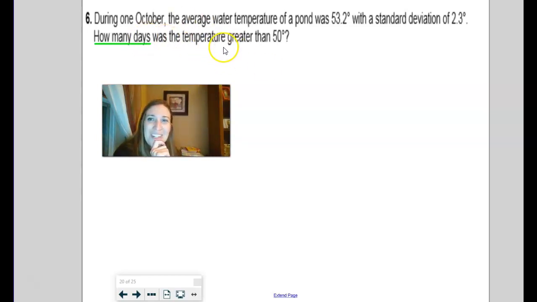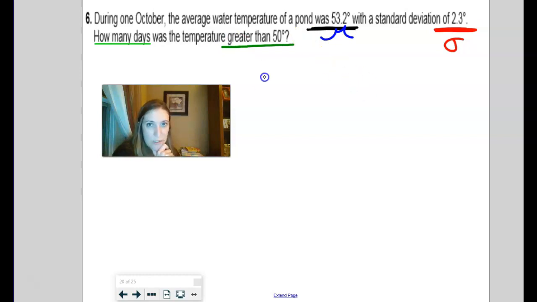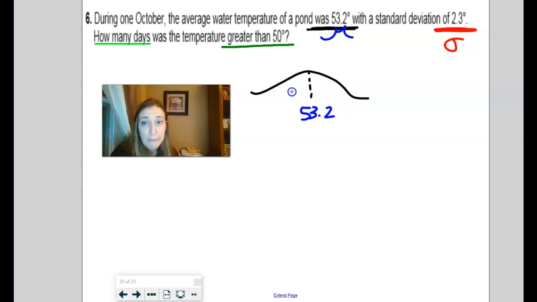All right, so during 1 October, the average water temperature of a pond was 53.2. So right there, that's your mean. And then your standard deviation is 2.3. And then this time they want to know how many days the temperature is greater than 50. So here comes another really ugly curve. All right, so here's 53.2, the mean. Greater than 50, I don't know how far because I'm not really gauging this well, but let's pretend 50 is down here. And I want to know the probability of the temperature being greater than 50 this time.